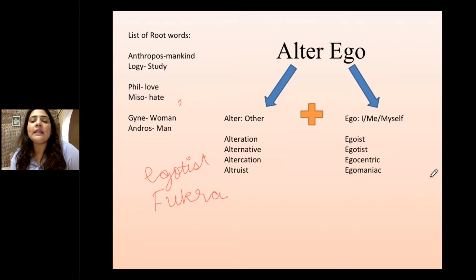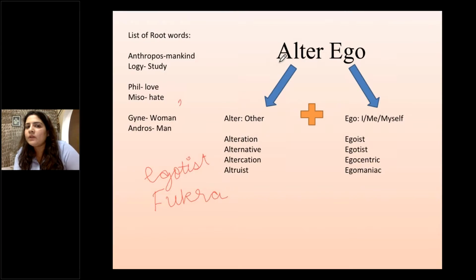Similarly, the last one is egomaniac. Very good, Angad. You were correct. Yes, Shweta and Chahat. Absolutely correct. Tell me, who's an egomaniac? What's mania? Mania is crazy. So when someone is crazy about oneself, that is called egomaniac. What is an egomaniac? A person who is crazy about oneself.